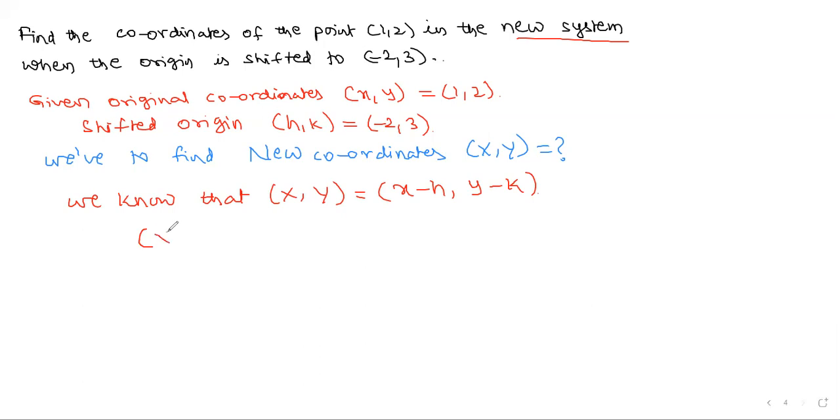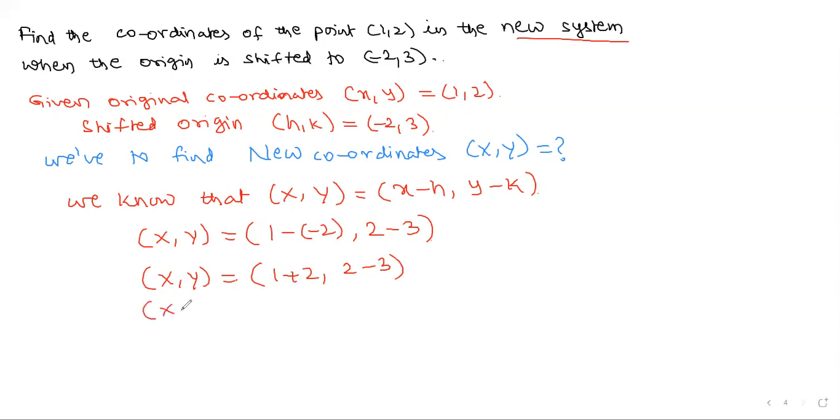So capital X, capital Y equals 1 minus (-2), 2 minus 3. Here it becomes 1 plus 2, 2 minus 3. So capital X, capital Y equals (3, -1). Hence the new coordinates are (3, -1).